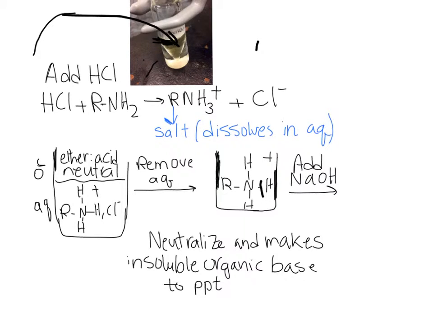And then we remove our aqueous layer from the bottom, and then we add NaOH. So what happens is that once we add NaOH, it neutralizes it, and our base starts to precipitate.